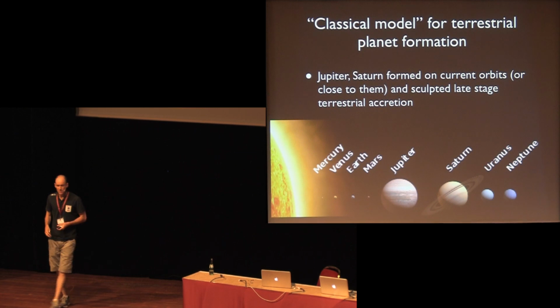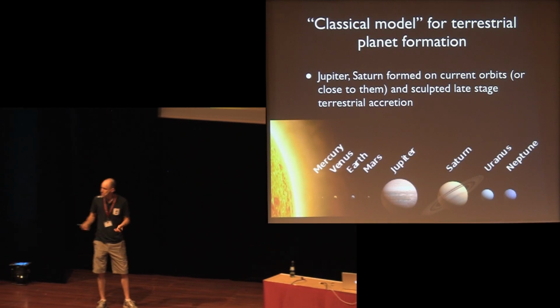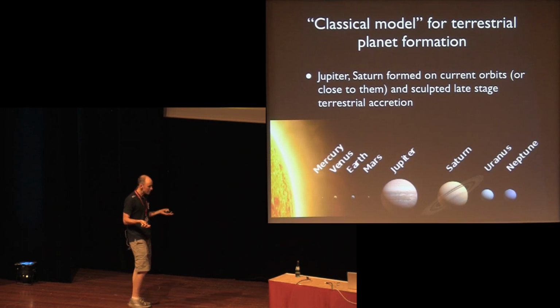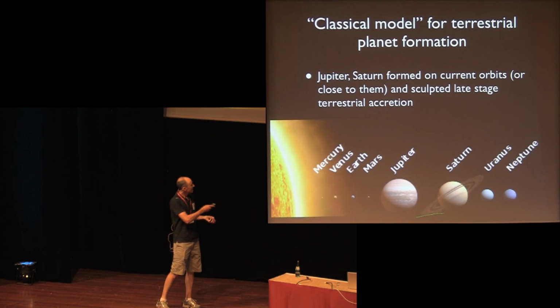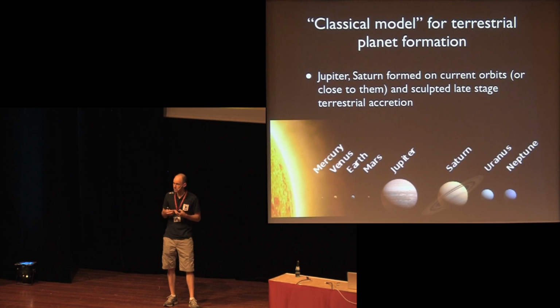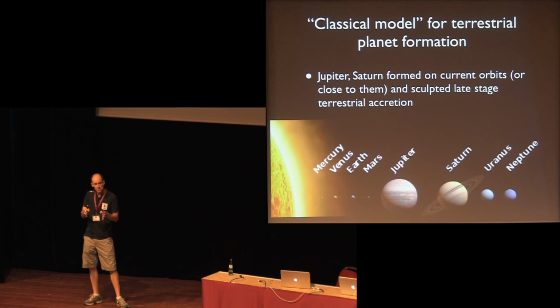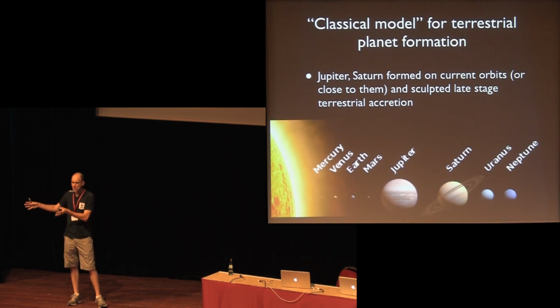So classical models, most simulations that have been done to date, make a simple assumption, which is not a bad one. They assume that the gas giant planets, which had to form during the gas disk lifetime, which we know is pretty short, formed first, and they basically shaped terrestrial planet formation afterwards.